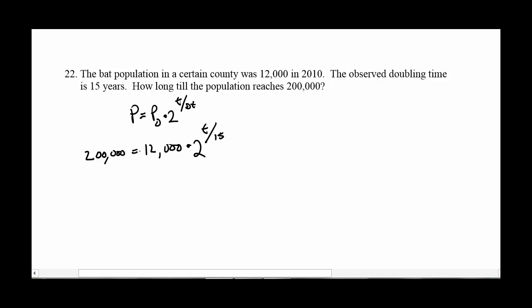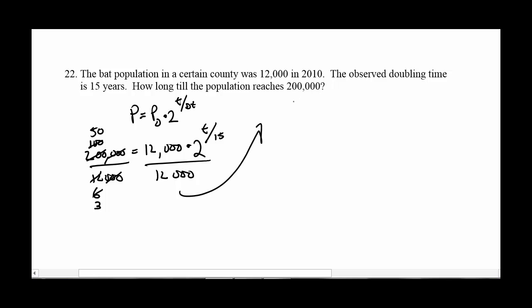So I need to get everything moved over so I can isolate out that t. I'm going to start off with the 200,000 divided by the 12,000, so we'll divide both sides by 12,000. Nice part is those zeros cancel out. And 200 over 12, let's do a bunch of reducing here. I can divide by 2, I can go by another 2. That's about as small as we're going to get. So we now have 50 over 3 equals 2 to the t over 15.